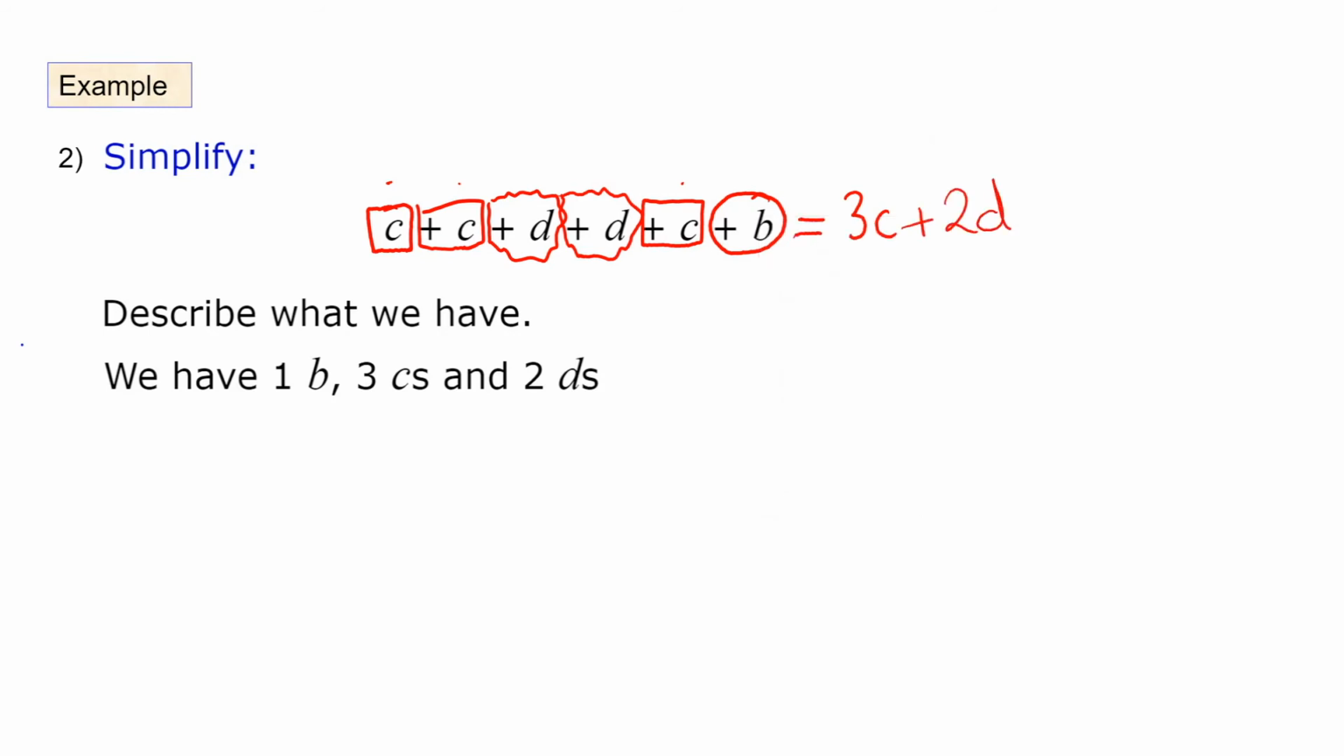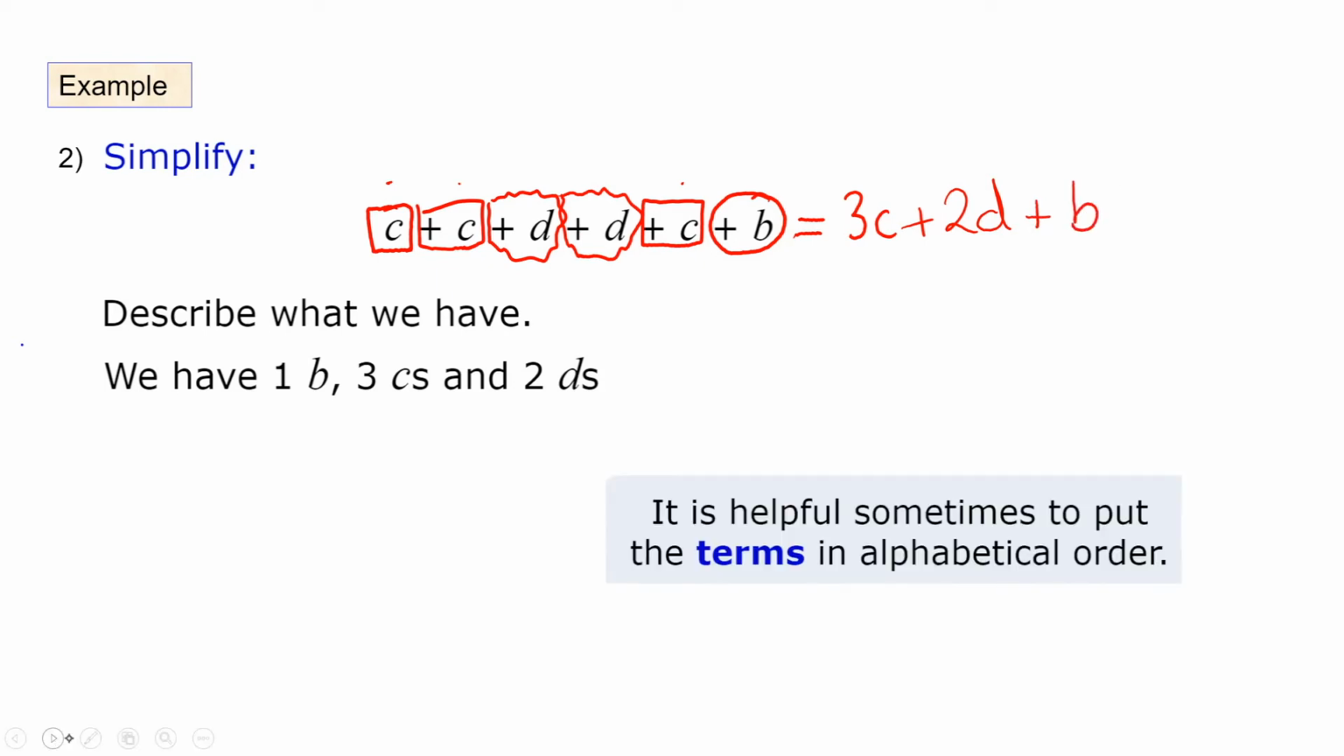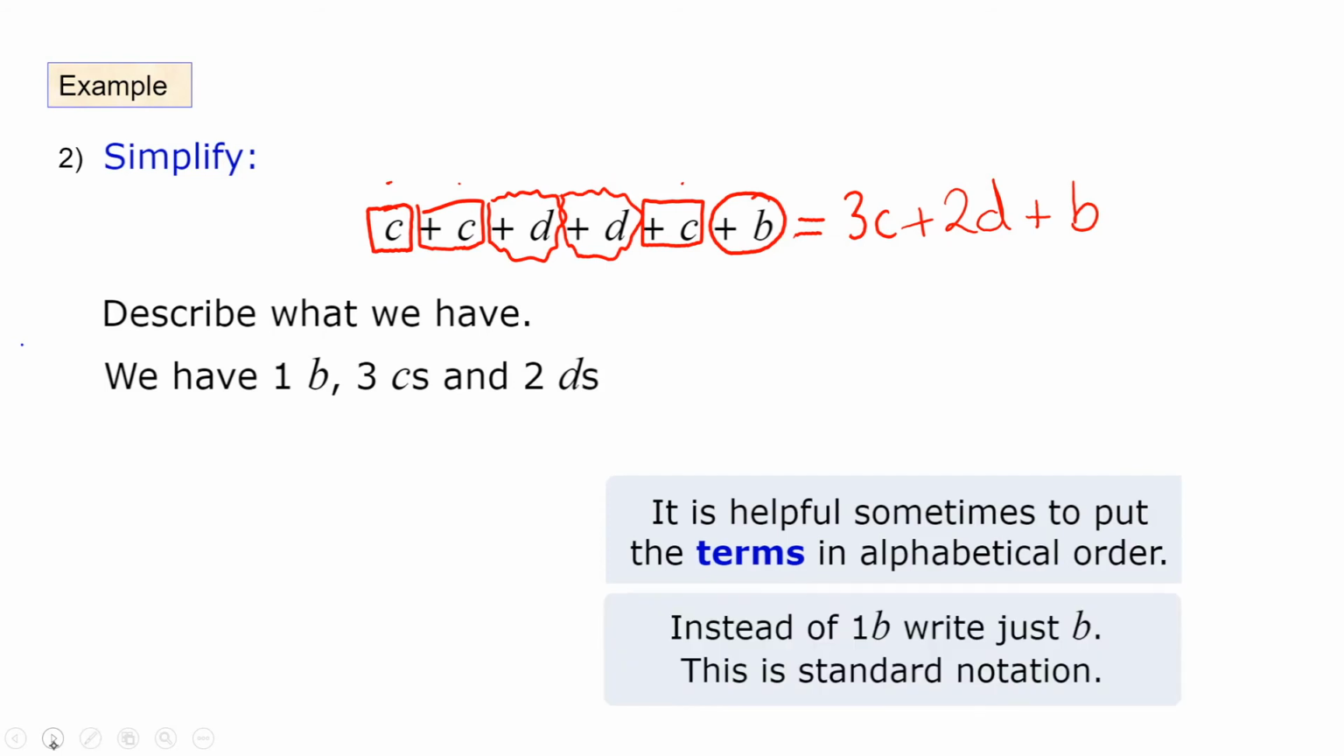2d. Okay, and then if we look at this b that I've put a circle around, that's the only b that's there. So then we'd write down plus b. And there's one b, okay? But notice how instead of writing 1b, we just write b, okay? So this is standard notation.